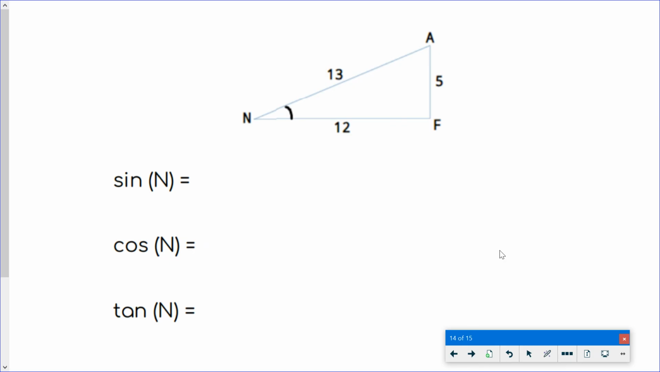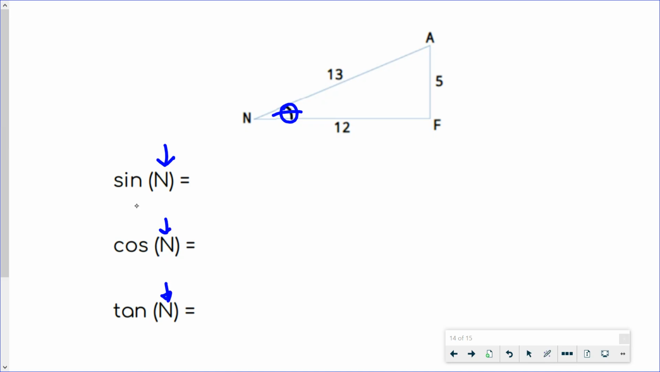I have an example using this. So the first step I'm going to do is draw my theta at angle N. The reason I draw my theta at angle N is because that is the angle that I'm taking the function of. When I look at all of these, I'm taking the sine of N, the cosine of N, the tangent of N, meaning of that angle N. So I draw my theta there to keep that in mind.